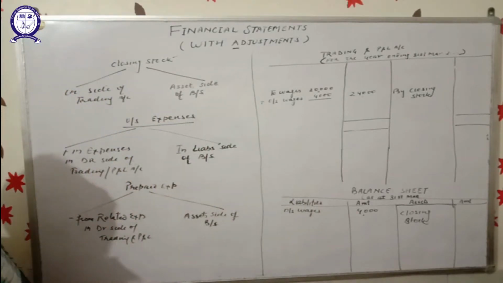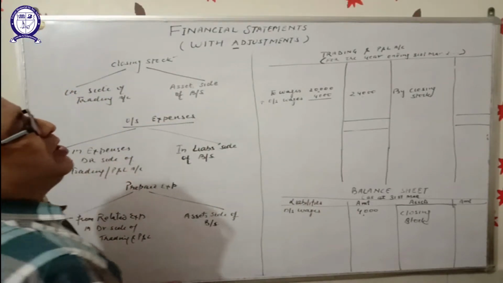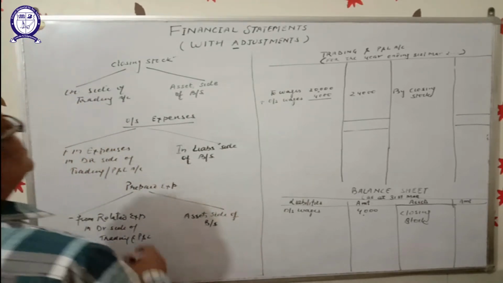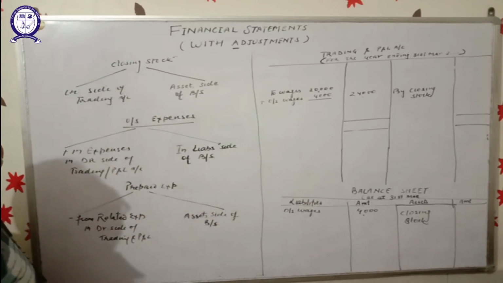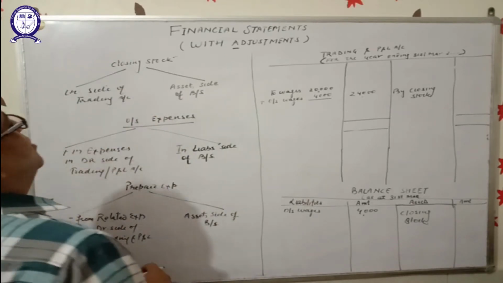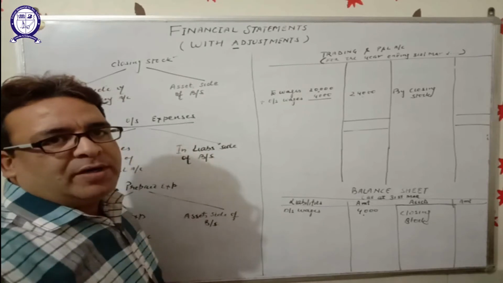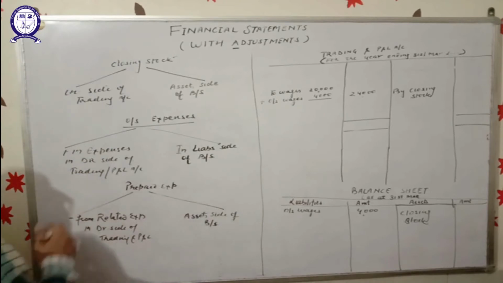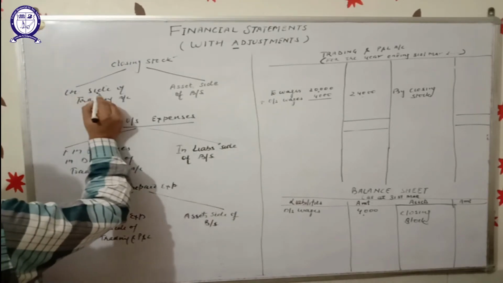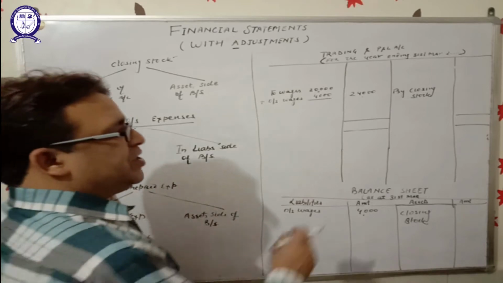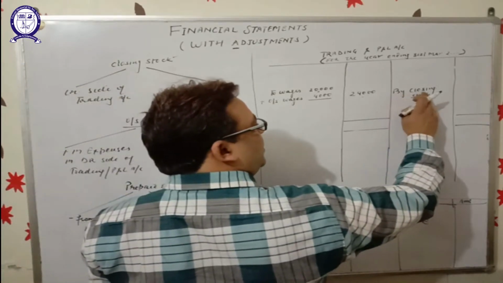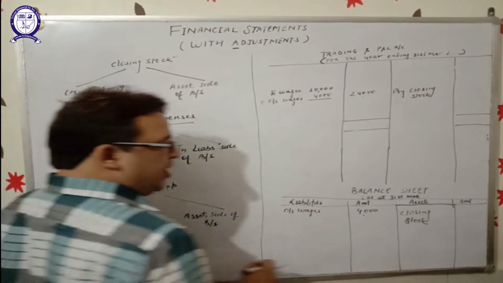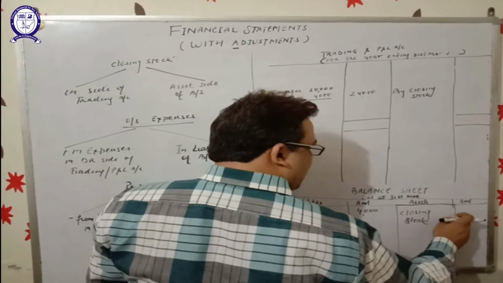So there are more than 20 adjustments in our syllabus. Let us start with the very first one, that is closing stock. Closing stock means stock unsold lying with the owner at the end of the year. First of all, it will be recorded in the credit side of trading account. And second time it will be recorded in the asset side of balance sheet.